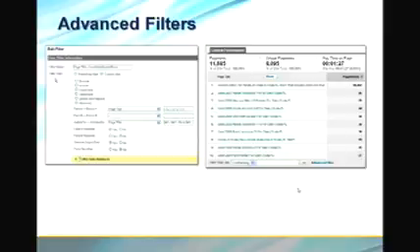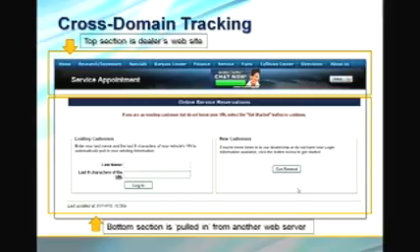So finally, one of the last things to look at is cross-domain tracking. What's important about this is that as people develop applications for the internet, a lot of times it's very hard to make them work together. So what people do is they section together different websites. This is one of our customers' websites, and this top area is their website, but this bottom area is actually pulled in from another website.